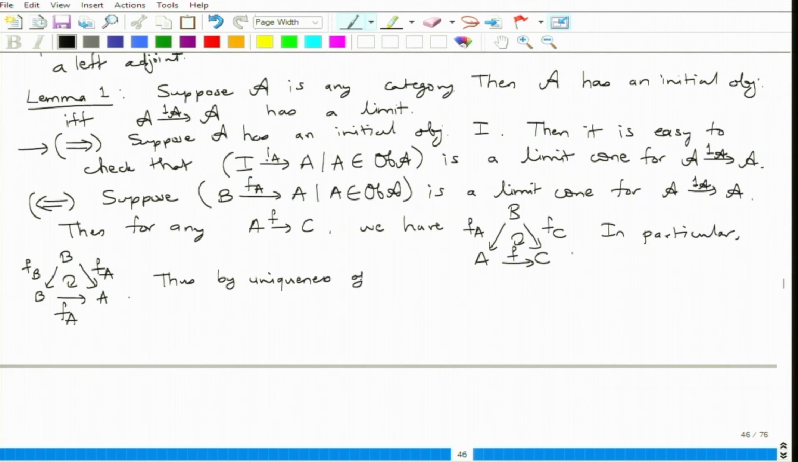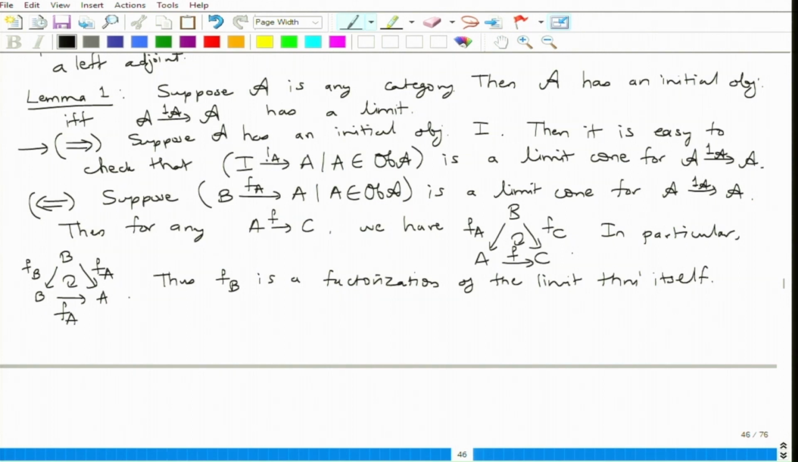So I mean, what did we get just now? Maybe I should write one more step in between. Thus, FB is a factorization of the limit through itself. Do you understand this step?